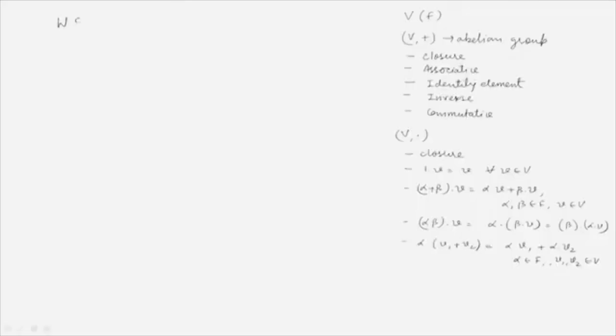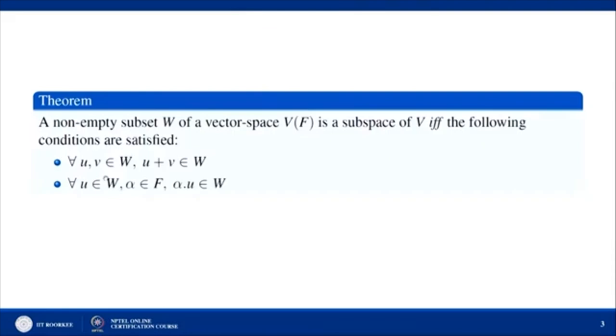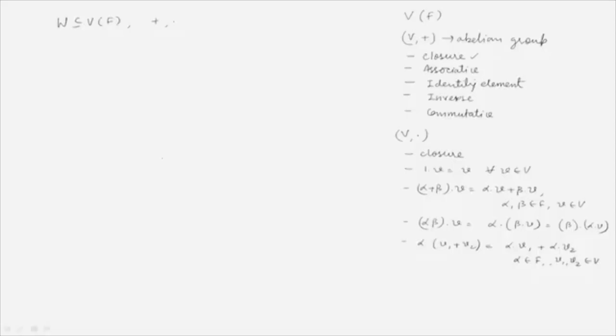Now we are taking W as a subset of V over the same field F with respect to the same vector addition and scalar multiplication. Now you see, the closure is automatic, because the first property itself says that it is closed with respect to vector addition. Now the second property is associative. Since associativity holds for every element u, v, w in V, it will hold for a subset of V also. Now, we have to show the existence of identity element and inverse with respect to addition.